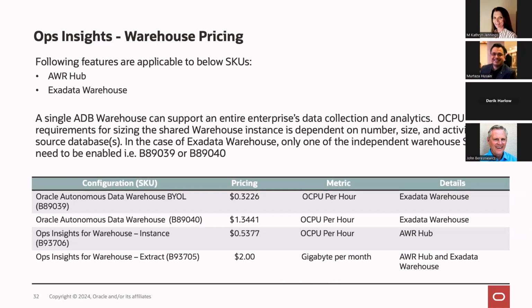And then if you want to use the warehouses such as AWR Hub or Exadata Warehouse, there are certain SKUs that are applicable for that use case. For that, you have to pay for the instance itself. So if you want to set up the AWR Hub, you have to pay for the Ops Insights Warehouse instance at roughly 53 cents per OCPU per hour. And then any data that is being extracted into the service, you have to pay for at $2 per gigabyte per month. That is applicable for AWR Hub in this case.